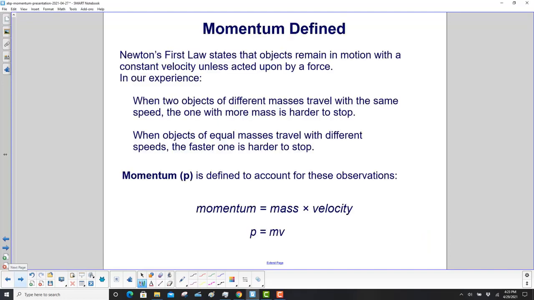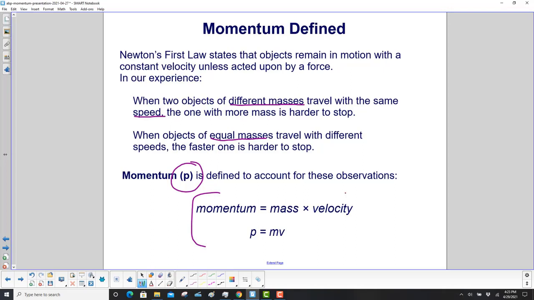Momentum. Newton's first law states that objects remain in motion with a constant velocity unless acted upon by a force. In our experience, when two objects of different masses travel with the same speed, the one with more mass is harder to stop. Then, when objects of equal masses travel with different speeds, the faster one is harder to stop. Momentum, which is abbreviated P, is defined to account for these observations.